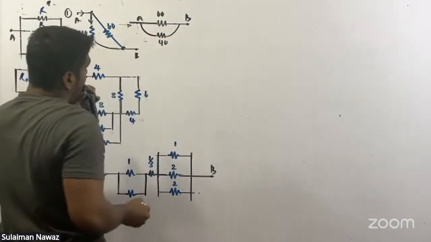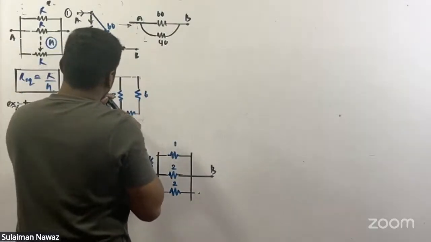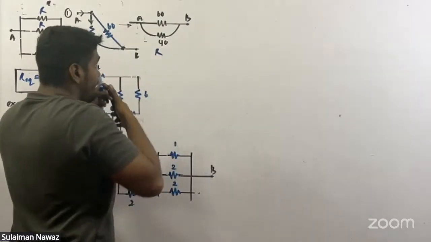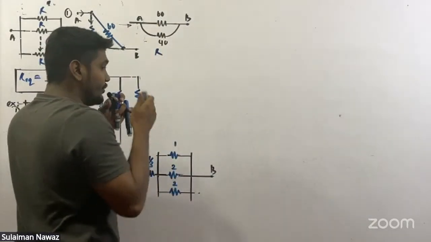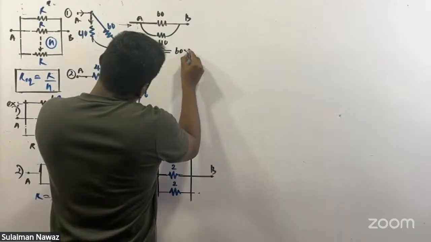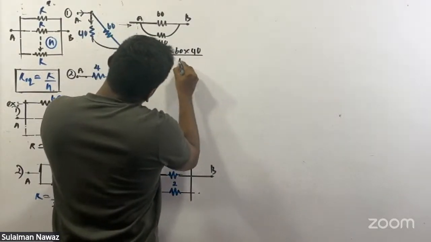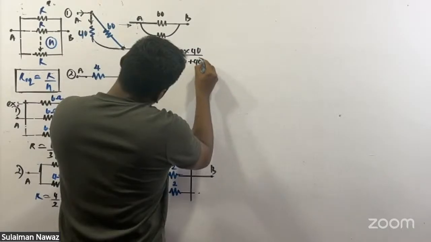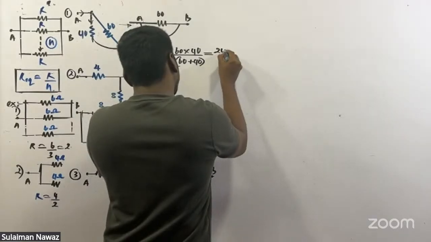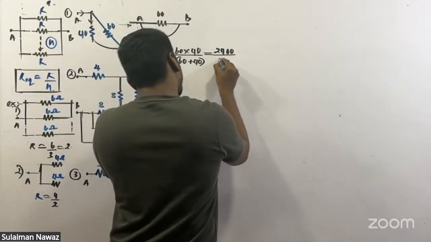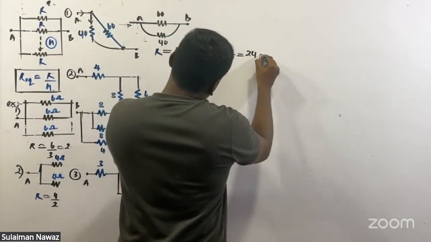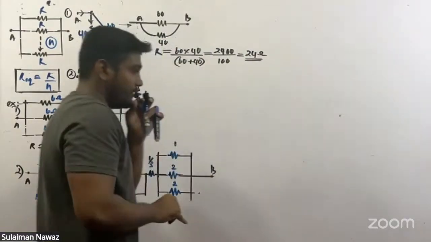Okay. Then the equivalent resistance is going to be how much? I told you, when there are two resistors in parallel, it is multiplication over addition. 60 into 40 over 60 plus 40. 60 into 40 means 2400 over 100. That means 24 ohms. This is the way.